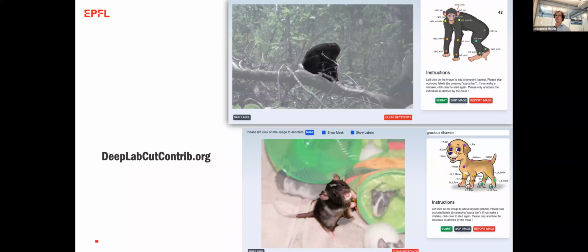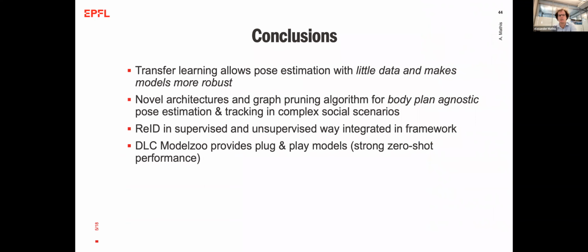And you can also annotate data for everyone else, and you can share your own data so that we can make bigger, more powerful models. So with that, I come to my conclusions. I was trying to show you guys that transfer learning is really a great way to make computer vision algorithms with less data. It also makes them more robust. I was talking about some novel architectures we did and graph pruning for doing pose tracking in complex social scenarios. I was talking about 2 ways to do re-ID in DeepLabCut, one supervised, the other one unsupervised, and I was very briefly talking about the DeepLabCut models.